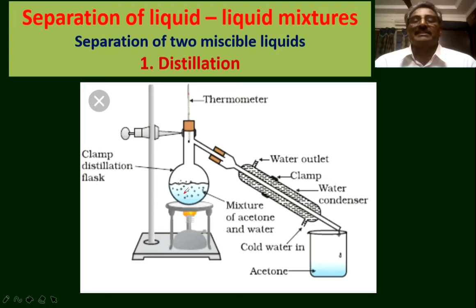When the temperature crosses 56 degrees Celsius, acetone gets vaporized. The vapors of acetone are passed through this condenser. This condenser cools the vapors and the acetone changes to liquid state and is collected in this container. Water remains in the distillation flask.